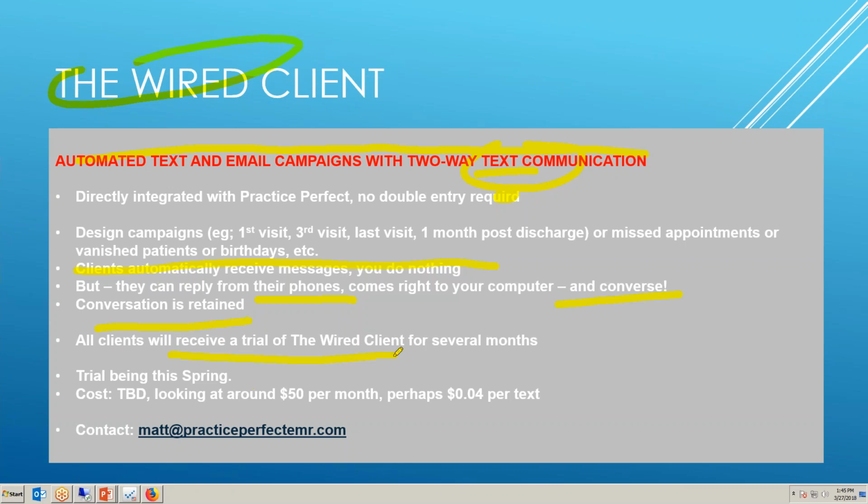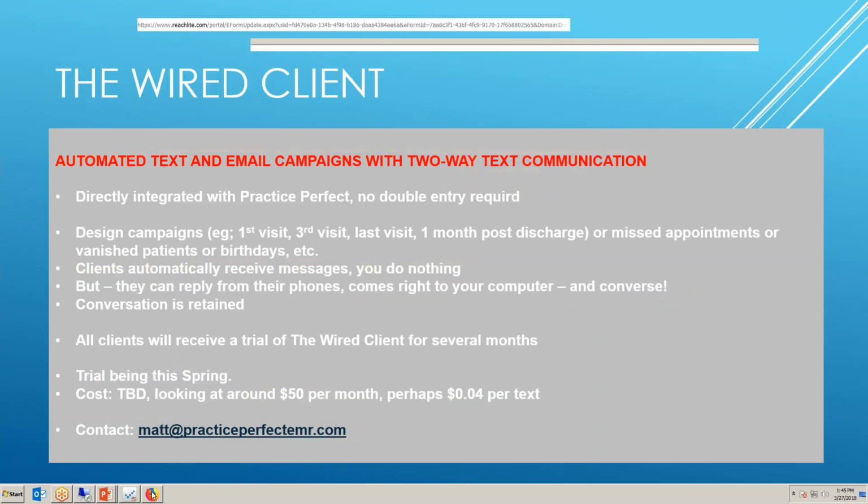We're going to give every Practice Perfect user a trial of this for several months once it's done. We're looking at starting trials very soon, about 3-4 weeks away before our initial testing. Probably around $50 a month plus a text cost. We're still looking at that, but we're going to try and keep it as inexpensive as we can. If you want to be part of the trial, or want more information or to help us test it out, contact Matt at practiceperfectemr.com or support. So let me show you a little bit about what this looks like.